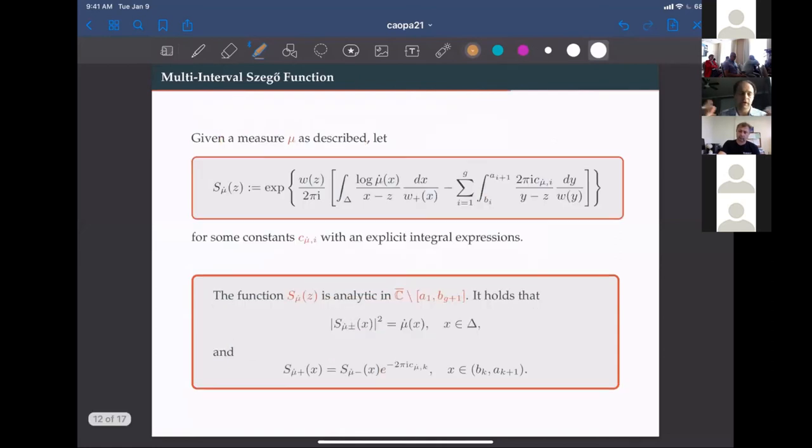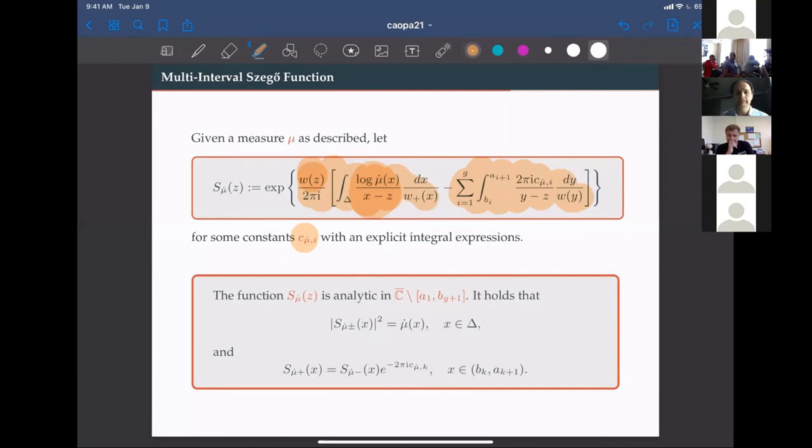Now let me write down the generalized Szegő function. The first part here is exactly the same as before, as in the Szegő function. However, if you look at this Cauchy integral, generically it vanishes at infinity like one over z, but W behaves at infinity as z to the g plus one. So that by itself is not going to be analytic at infinity. So you fix the behavior at infinity of your Cauchy integral by the Cauchy integral of constants over the gaps. And you can select constants in such a way that this function will become analytic at infinity. Again, I have explicit integral expressions for the constants.